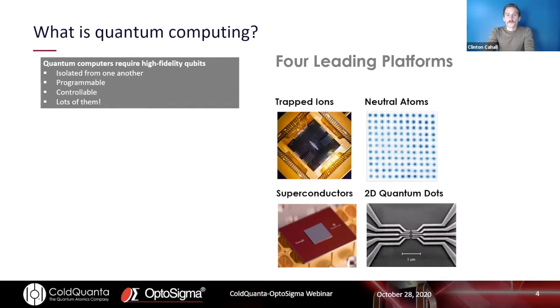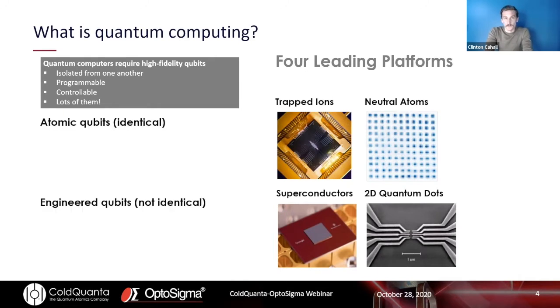These four platforms can roughly be broken into two categories, which are atomic qubits and engineered qubits. Atomic qubits, by their nature, are identical, whereas engineered qubits are inherently not identical.